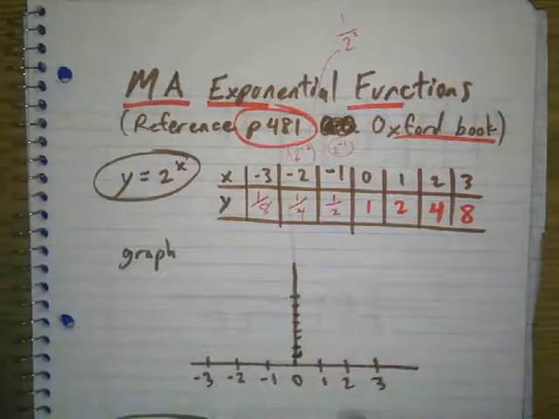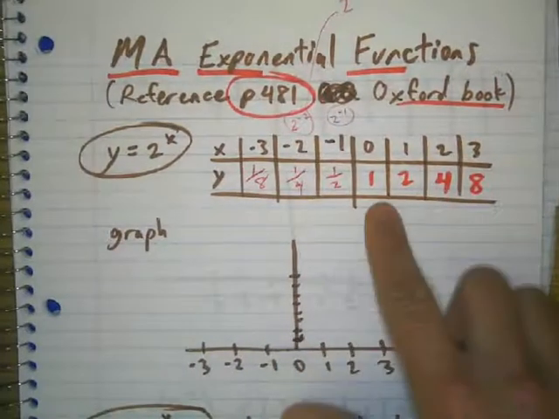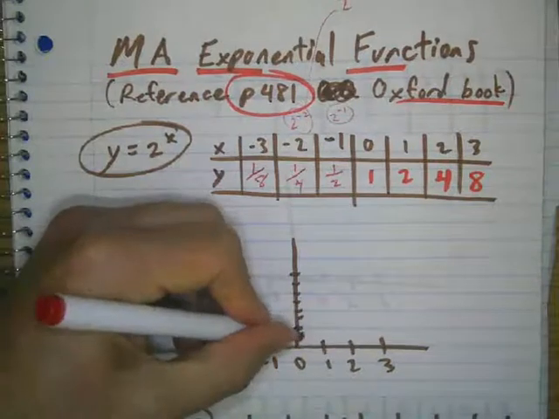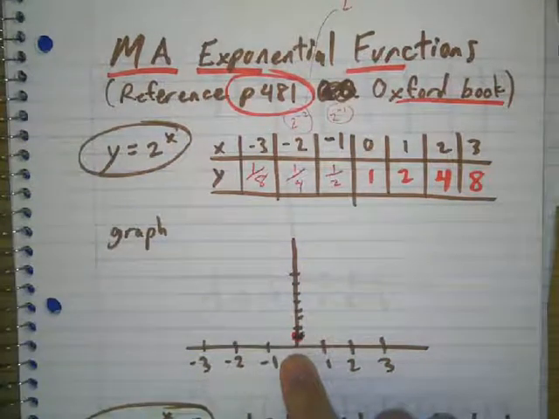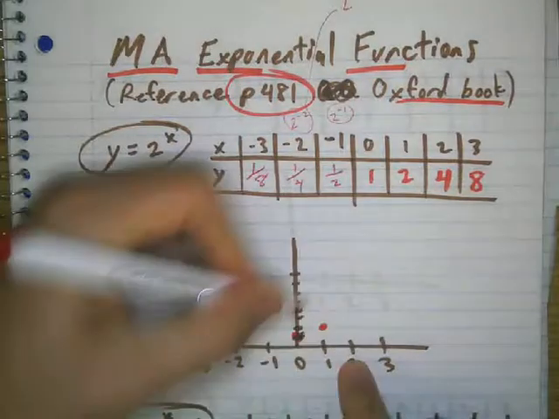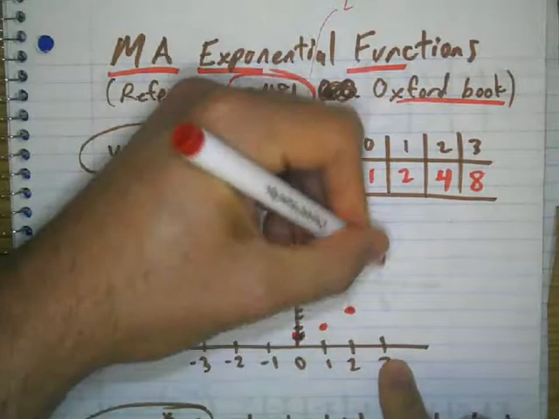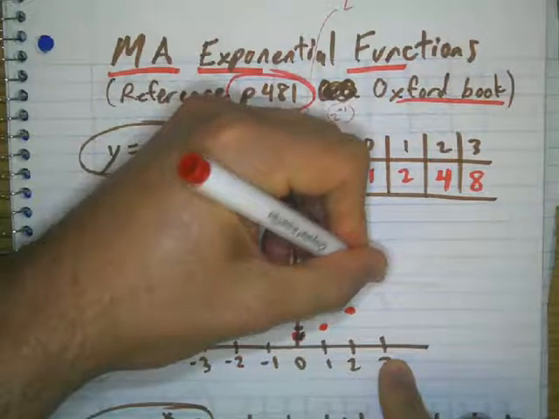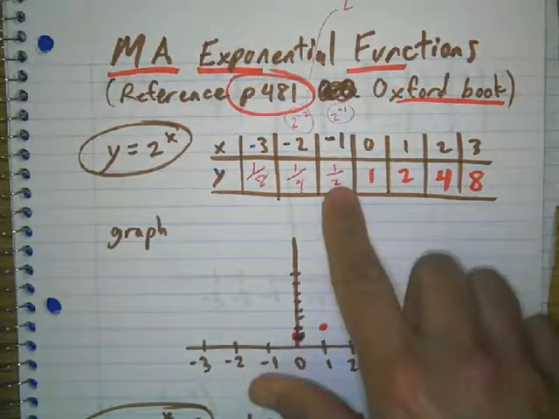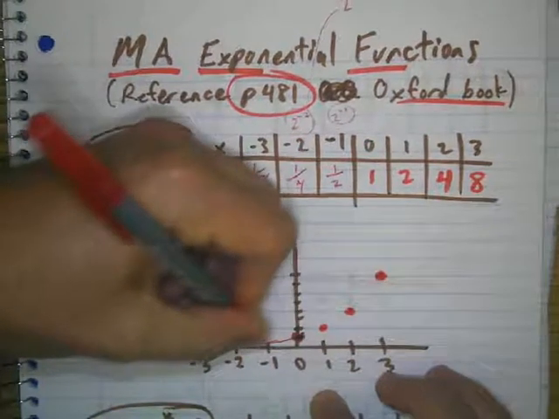All right, so if I want to graph this, then these bold numbers are easier to graph, right? When x is 0, it crosses here at 1. When x is 1, we're at 2. When x is 2, we're at 4. When x is 3, we're at 8 up here, right? And here's 1/2, 1/4, 1/8. The numbers get smaller and smaller and smaller.